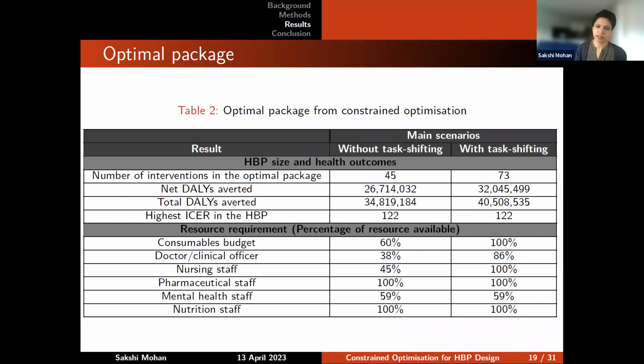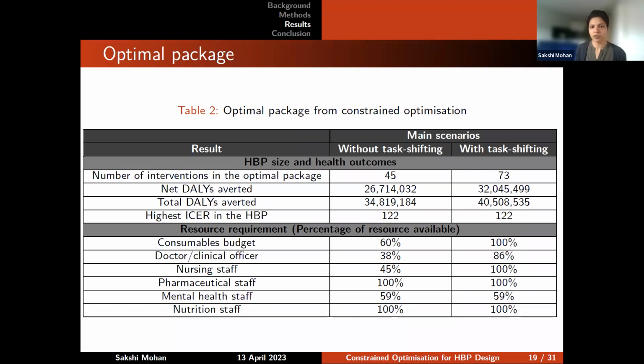We therefore consider the task shifting scenario on the right, which is closer to reality. So now we're allowing nurses to take on the task of drug dispensing from pharmacists, as well as the tasks of nutrition officers. So here we see that 73 interventions get included in the package, averting an additional 6 million net DALYs compared to the previous scenario, so a total of 32 million net DALYs. The ICER of the least cost-effective intervention remains the same here at $122 per DALY averted.